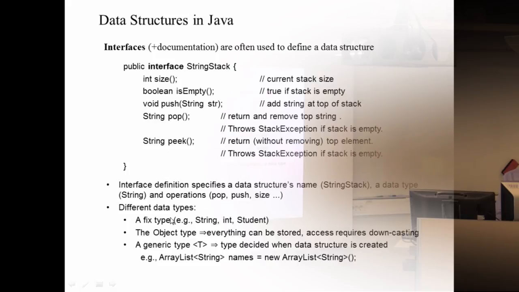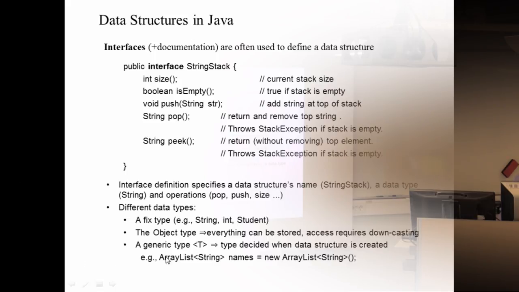Okay, and we can use different data types in a data structure. We can have a fixed type. For example, this string stack data structure has a fixed type, which is of type string. You cannot use it for other data types, for example, Boolean or character or integer.